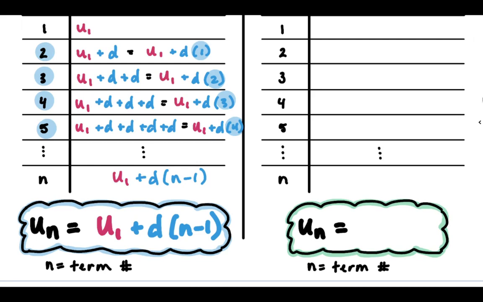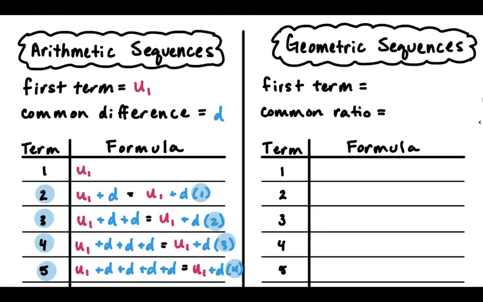Okay, so for geometric, our setup is going to be similar. We have our first term, u sub 1. This time, though, we have a common ratio. That's the number we multiply by. And so we're going to use r for ratio.